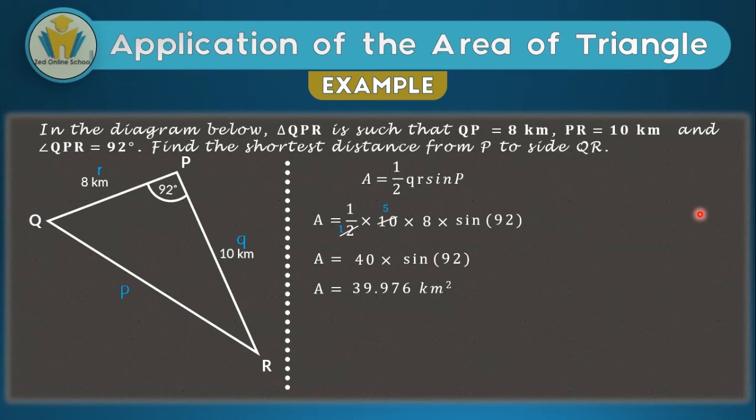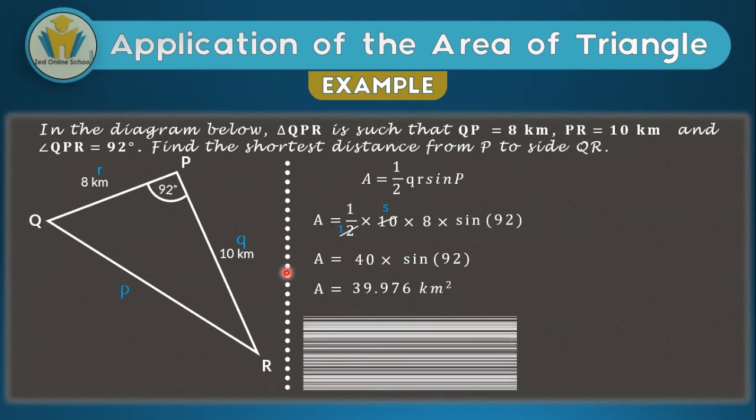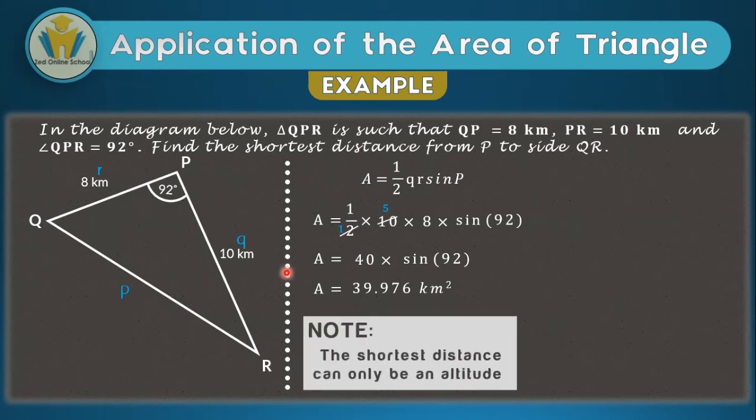Our question wants us to find the shortest distance from P to side QR. So now it's just us knowing how we're going to use this area to find the shortest distance from this side QR to P, or from P to this side QR. Now, one thing that makes us able to know how to find the shortest distance is the fact that the shortest distance can only be an altitude, or in simpler terms, it can only be a height. So what I mean is we're going to have a certain distance that will come from P and then meet this line QR, which is supposed to be an altitude or a height. This makes sense if you imagine it.